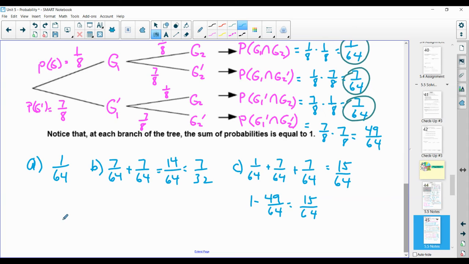And our final example here, we're asked for no goals. Well, missing both goals is going to be 49 over 64.